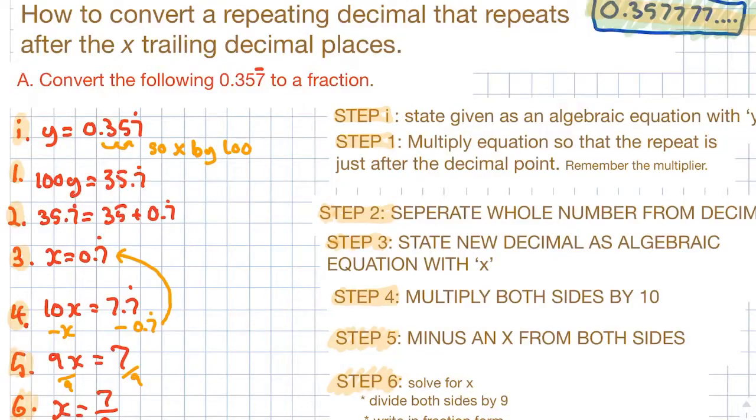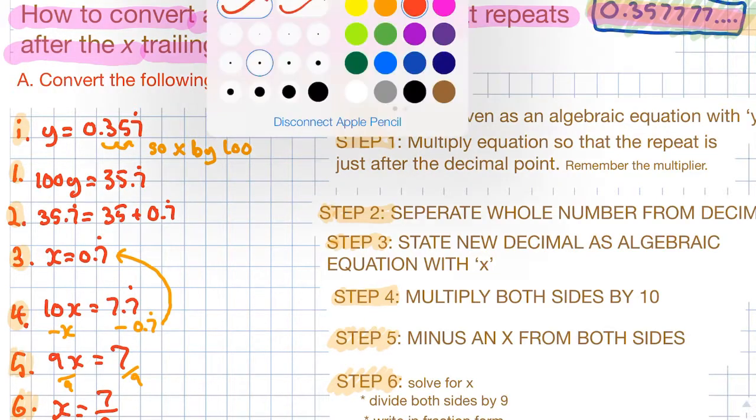Great. Now, how to convert a repeating decimal that repeats after the xth trailing decimal place. And the example that we're going to use for this one is this number here, 0.357777, onward.